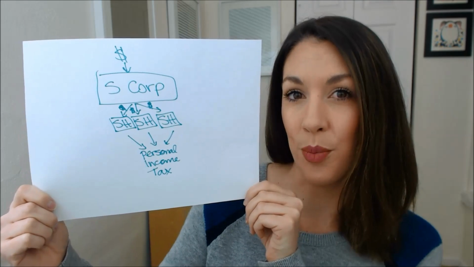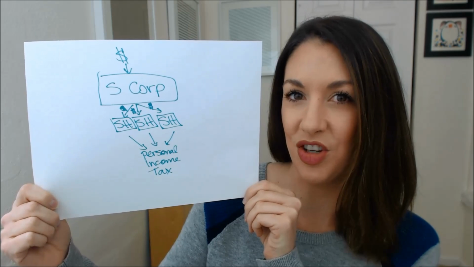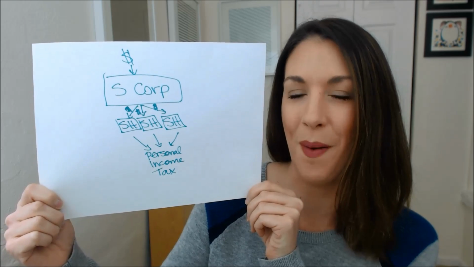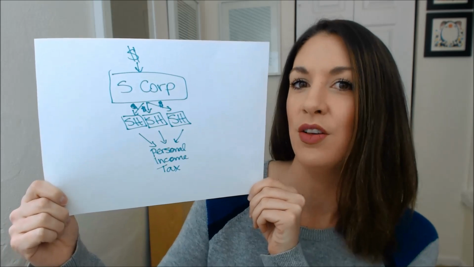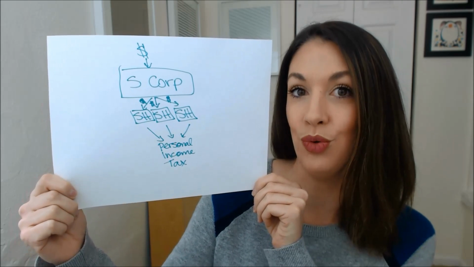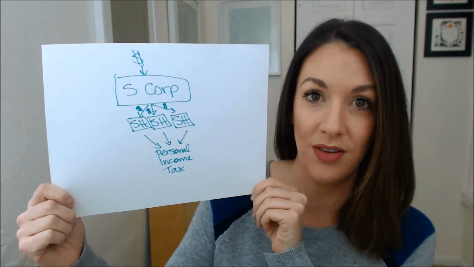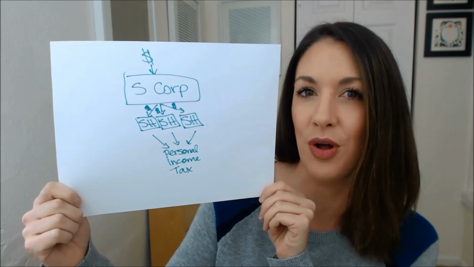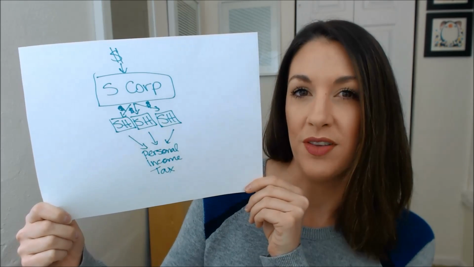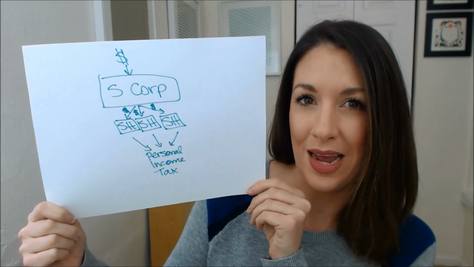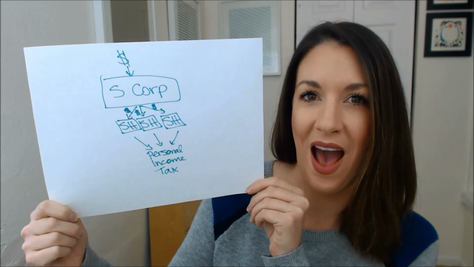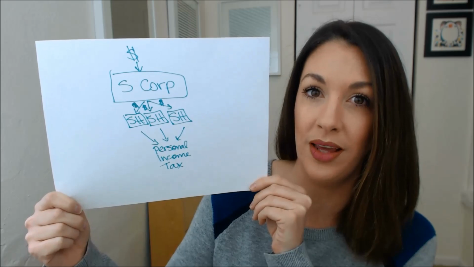Whereas with an S corporation, there's no double taxation. An S corporation is considered a pass-through entity. So the income passes through to the shareholders or the owners and is taxed only at the personal level. The corporation itself still has to report the income, but there's no corporate tax to the company, only at the shareholders level. So with the S corp, there is no double taxation.